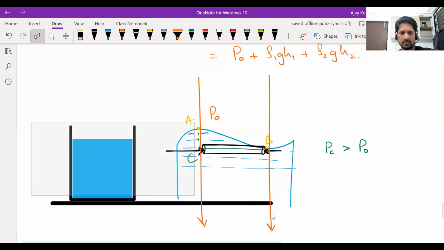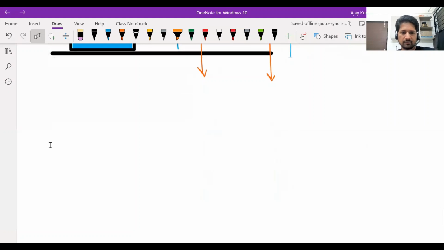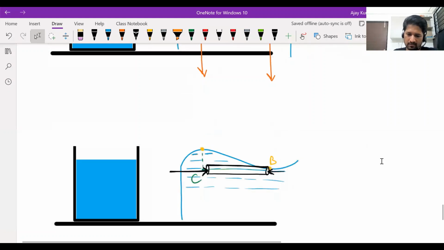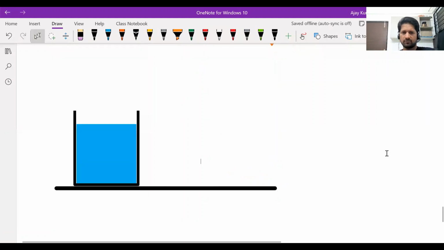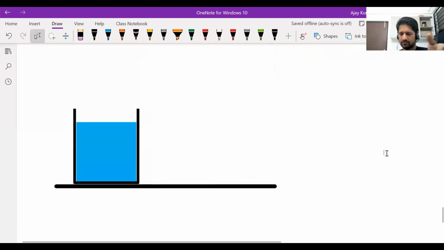Fine. Now consider this container itself, on a horizontal surface only. Let's say this is a tumbler with some water filled in it. Initially, when you don't disturb the tumbler, the water level will be horizontal. It will settle like this.